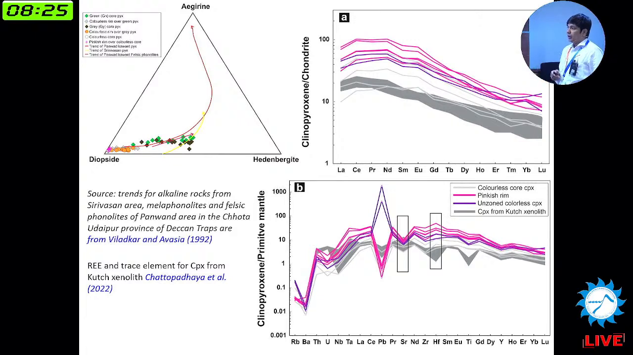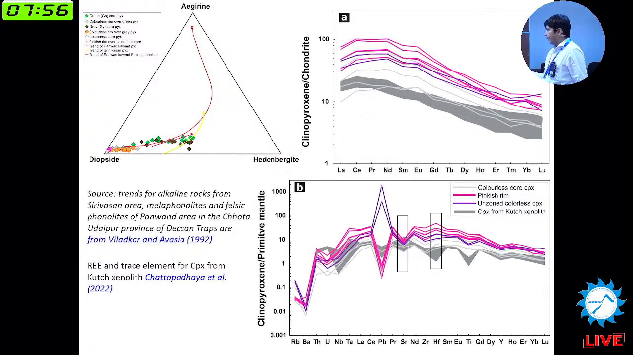Now, only major oxides could not serve us the best insights into the magmatic processes, so we carried out in situ trace element analysis of these minerals. In the trace element pattern, we see that the P1 type of clinopyroxenes show a normal fractionation trend, where the core regions have a low REE content and it gradually increases with fractionation, whereas the unzoned P type of clinopyroxenes also show a similar trace REE pattern.